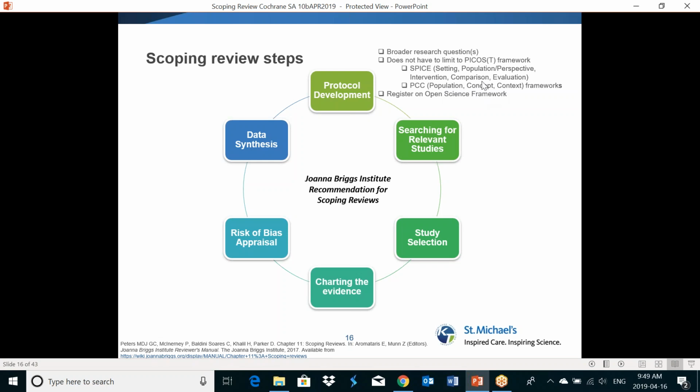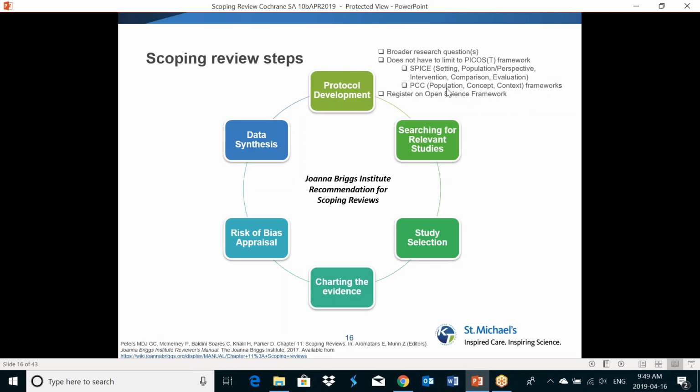Your concept is thinking about what the topic is, the very broad topic that you're interested in. And then the context could be a healthcare setting. Are you interested in a clinic or a hospital, or is it a community-based type of thing? Or is it within low-income economy countries versus high-income countries? So think about anything related to the context that you're interested in.